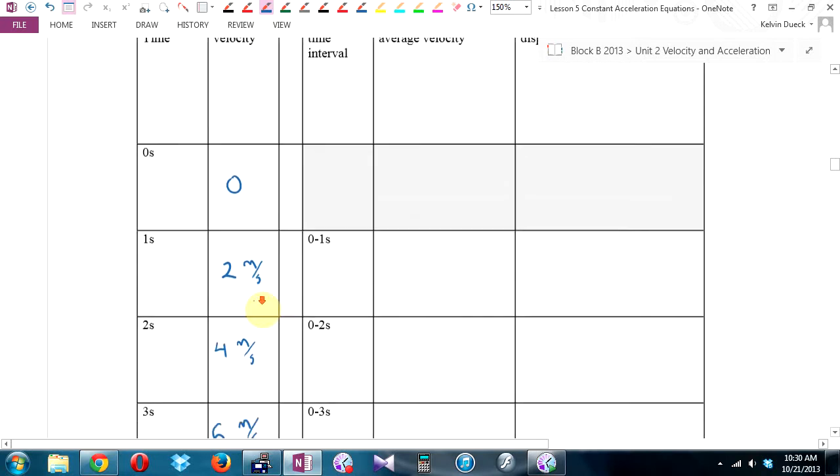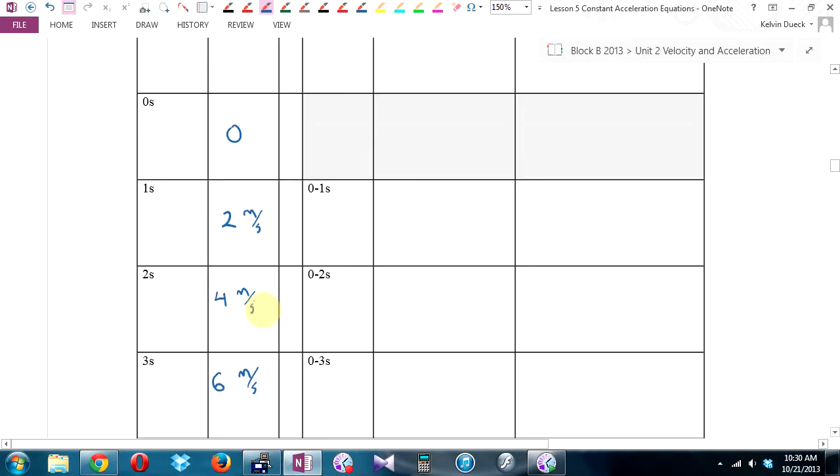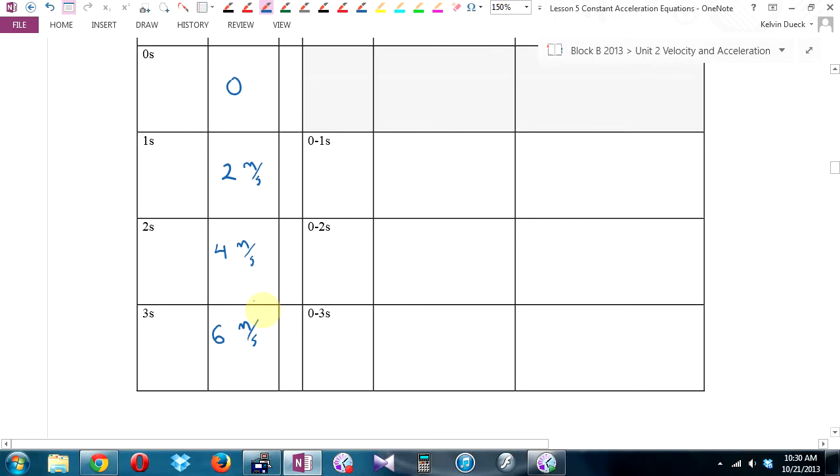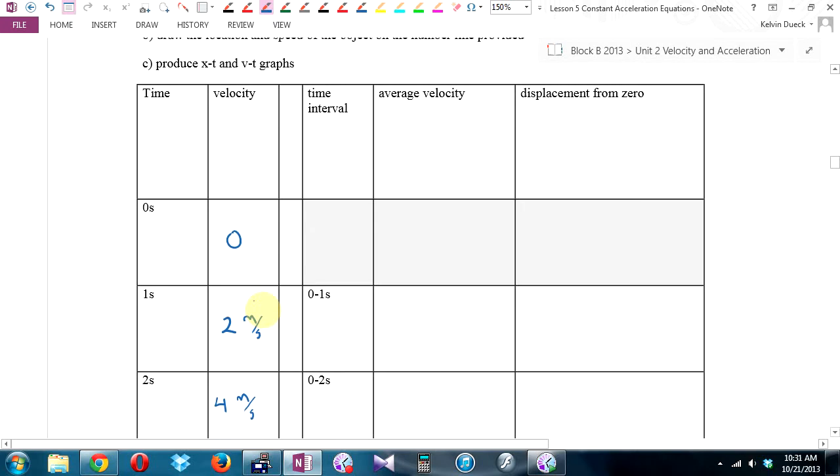The time interval. So the first time interval is from 0 to 1 second. The second time interval is from 0 to 2 seconds. And the third time interval is from 0 to 3 seconds. Okay. What do they want in the fourth column? No, I didn't say velocity. I put a word in front of there. It's important. I think average is going to be initial plus final divided by 2.